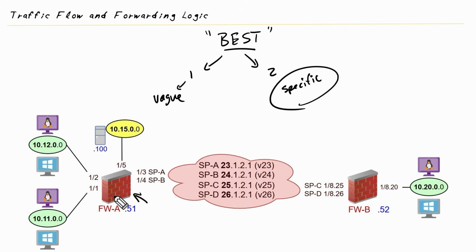And when it comes to routing on the Palo Alto firewall, it's just like that as well. If it has a bunch of routes that it could use in its routing table, it's going to choose the best route, which is the one that's most specific. So let's narrow that down a little bit and talk about what that means, more specific.